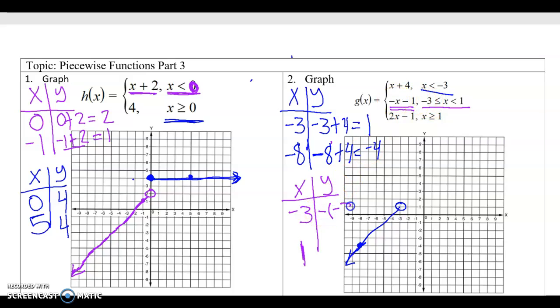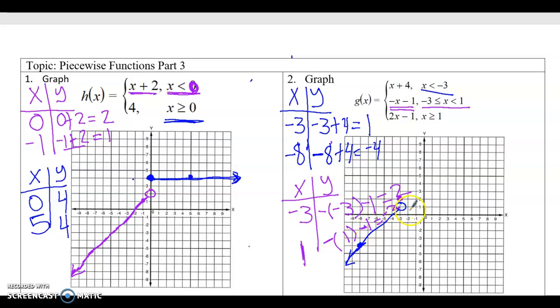So I have a negative x, so negative -3 minus 1. So a negative and a negative makes that a positive 3 minus 1. So 3 minus 1 is 2. Let's do it again. So this is a negative x minus 1. Negative 1 minus 1, negative 2. So negative 3, positive 2, closed dot.